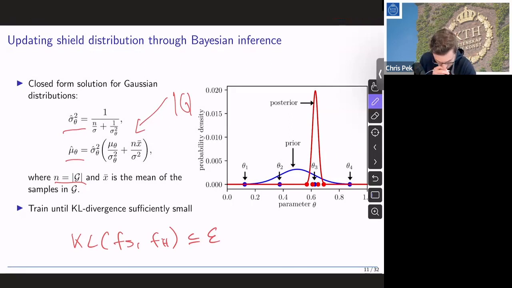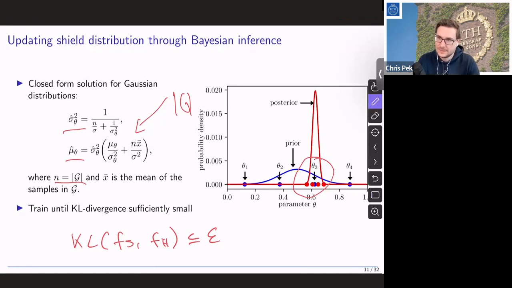You can see that we narrowed down with the initial guess already where the parameter is. So we can see in this regard from the picture, the humans mostly liked theta 3 in this case. That is very close. And then what we do in the next step, we sample from this new posterior, new shield parameters that we use for the new shields, train again, do it until the KL divergence is sufficiently small.